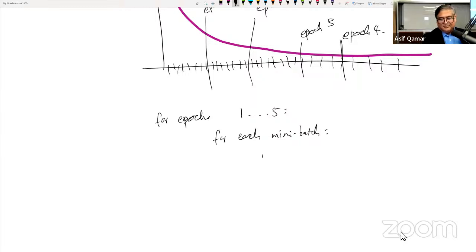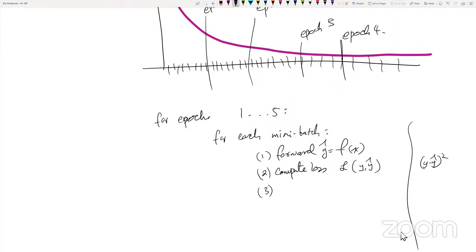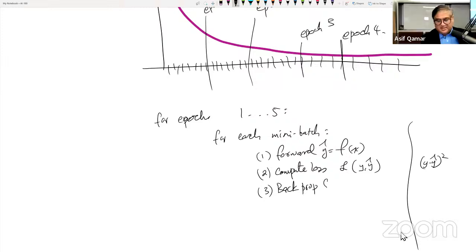What are the 4 steps? 1, forward: y hat is f(x). Now, do you guys remember what was the second step? Compute loss, L of y hat. For example, for regression, it could be y hat squared. For classification, it could be different. Whatever your loss formula is. 3, backpropagation, and compute all gradients.